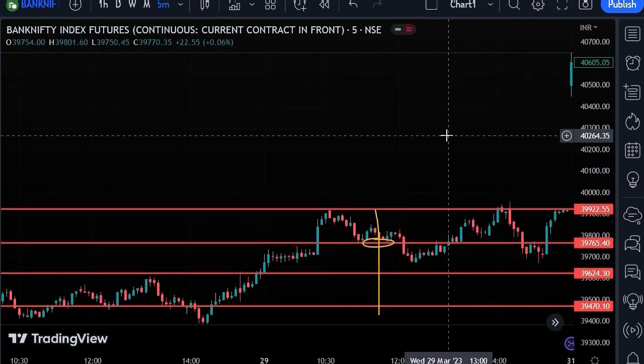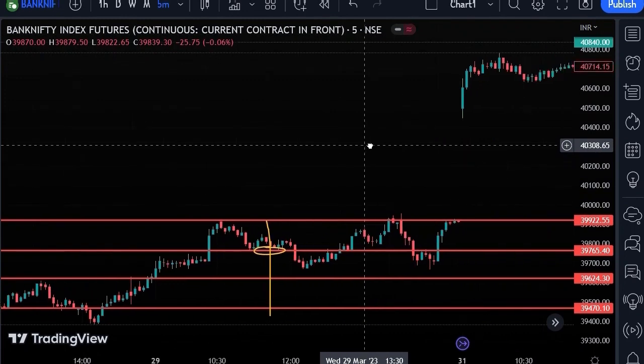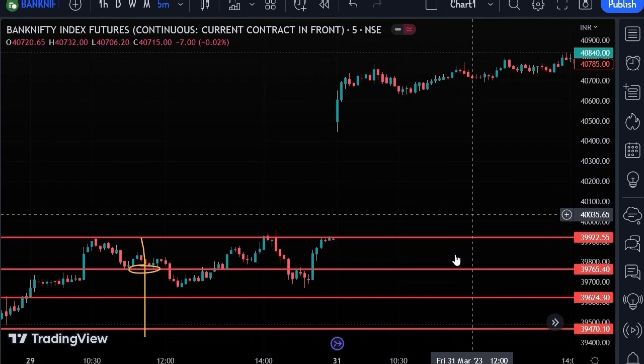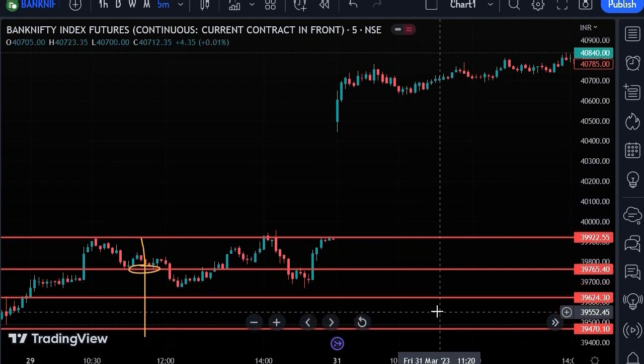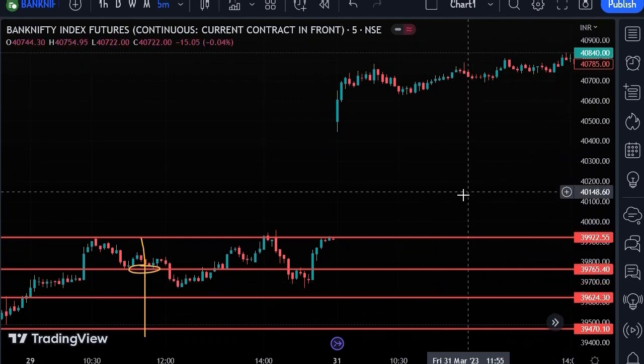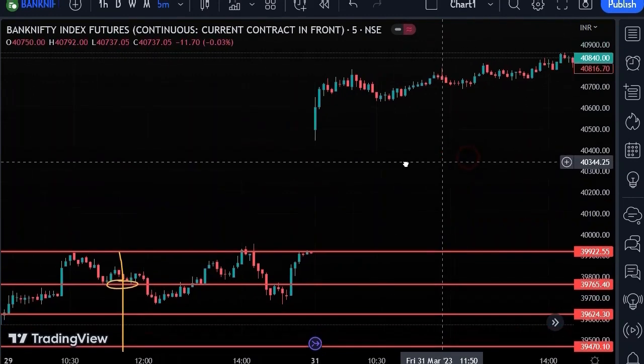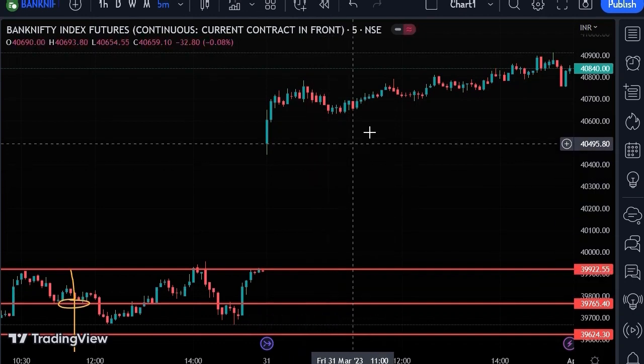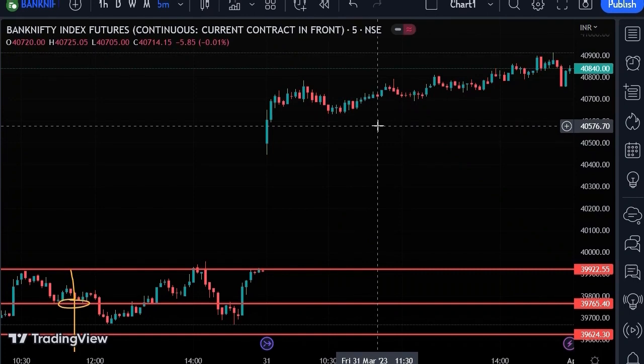So the previous day magic levels will not be necessary on the next day. But if the market has opened around the previous day's magic levels, then the magic levels of the previous day and the magic levels of the next day both will work. But you have to give priority to the fresh magic levels. That means on that particular day the magic levels will be more dominant than the previous day magic levels.